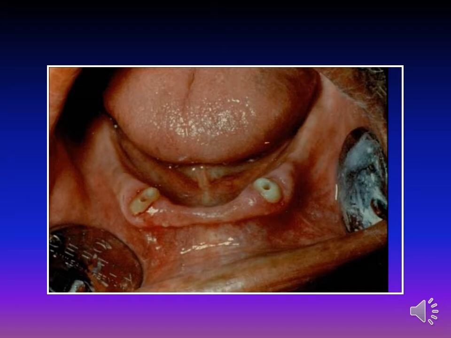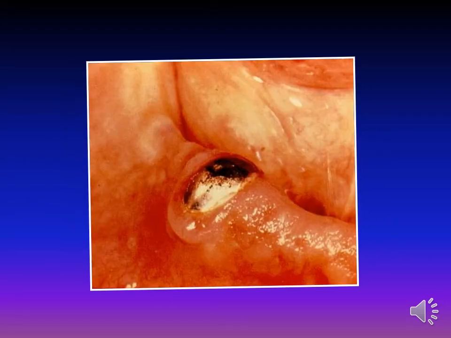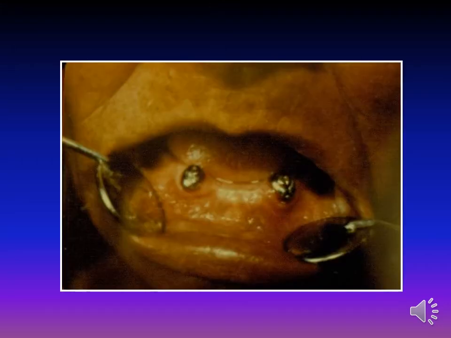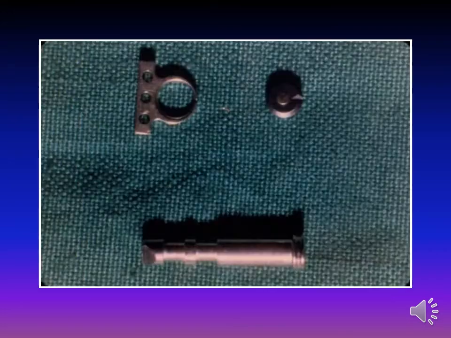The preparation is dome shaped and left about 2 millimeters above the gingival level. We make the reduction and do root canal treatment with the coping. This is involved teeth, abutment. This is with coping and attachment. Rotherman.